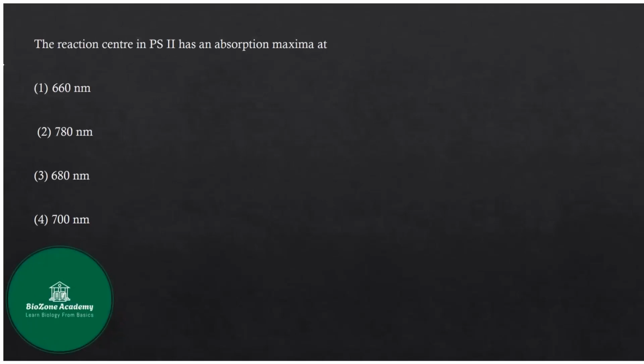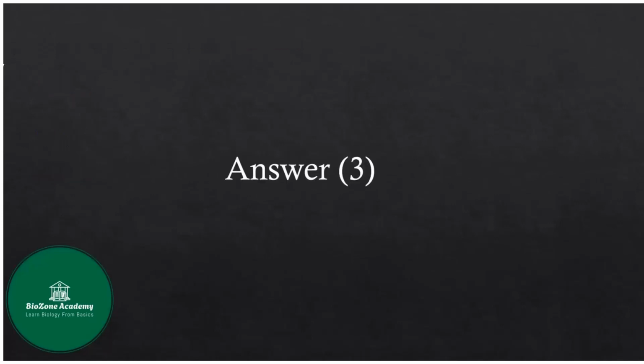Next question. The reaction center in photosystem 2 has an absorption maxima at 660 nanometer, 780 nanometer, 680 nanometer, or 700 nanometer. So the correct option is option number 3, 680 nanometer.